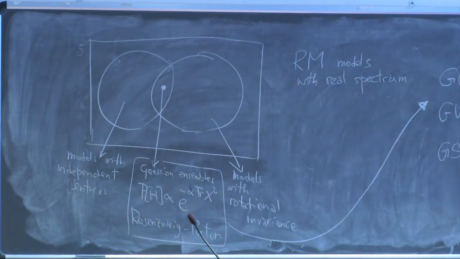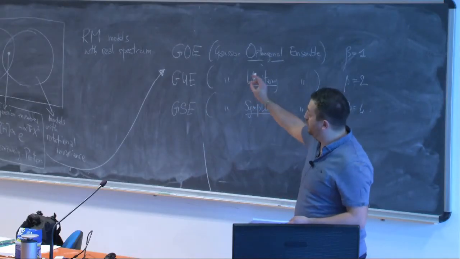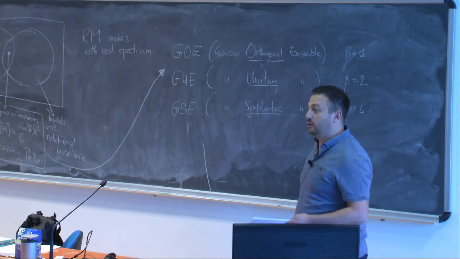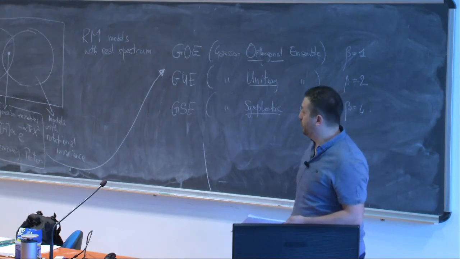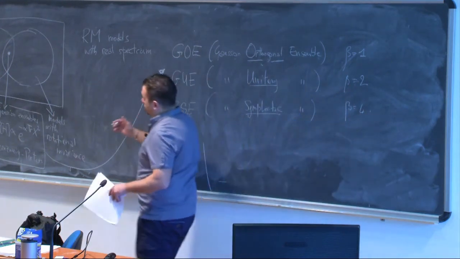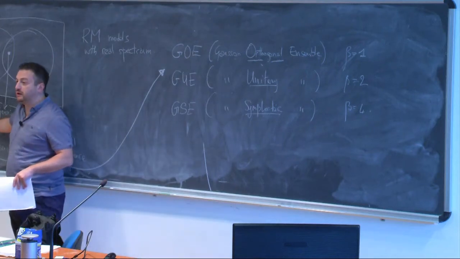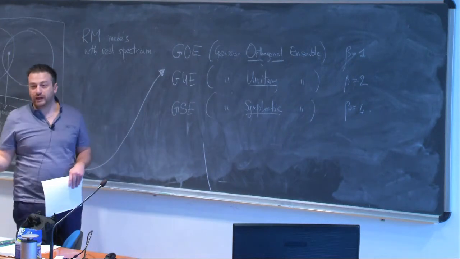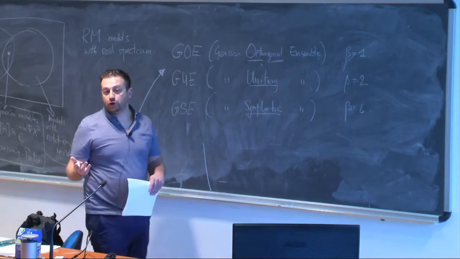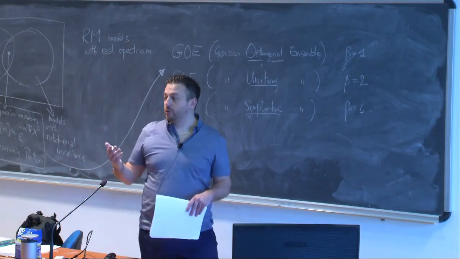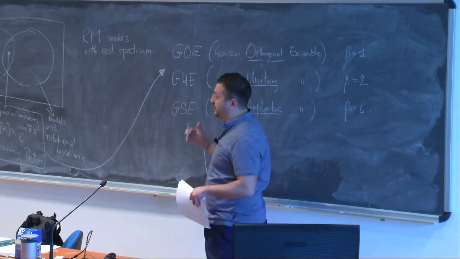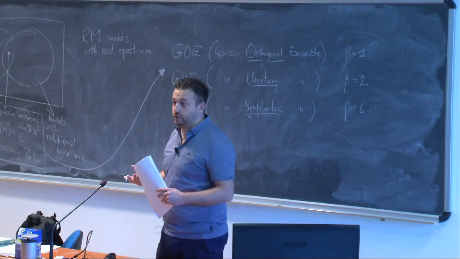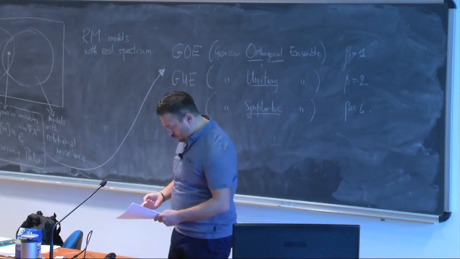This classification scheme is very useful. So every time you come across a random matrix with real spectrum, you should be able immediately to locate it on this chart. Okay? And you know from this chart that if your model has independent entries, well, then almost surely it does not have the property of rotational invariance. And if your model has a property of rotational invariance, then almost surely it does not have independent entries. Okay? Good.